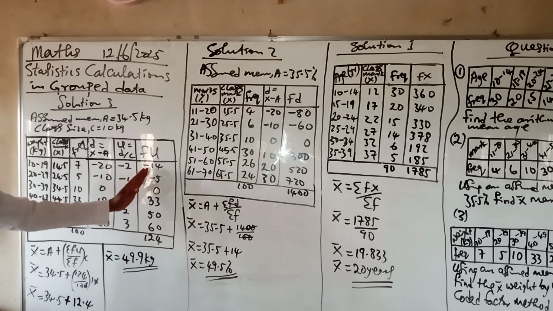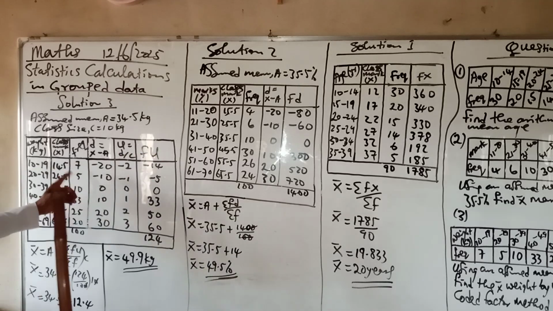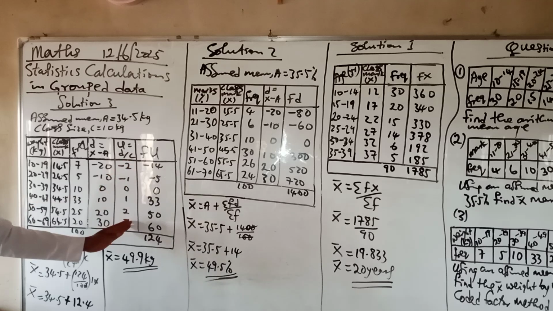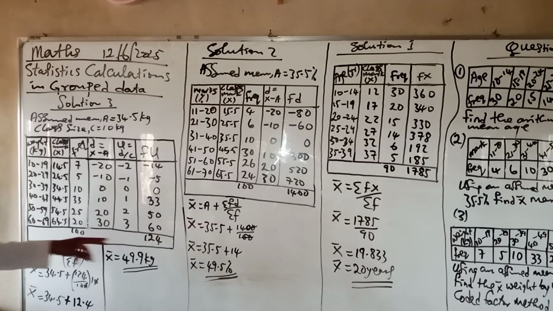Now the last column in this table is FU, frequency times coded factor. The values of frequency, we have them here. The coded factor calculated, we have them here. 7 times minus 2 gives us minus 14. 5 times minus 1, that is how we arrive at minus 5. 10 times 0 is 0. 33 times 1 is 33. 25 times 2 is 50. 20 times 3 is 60.